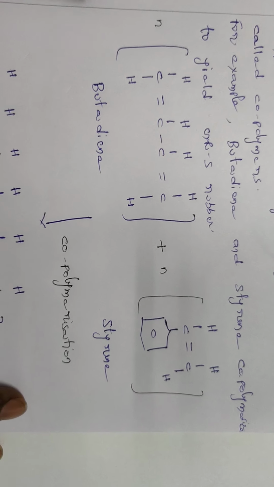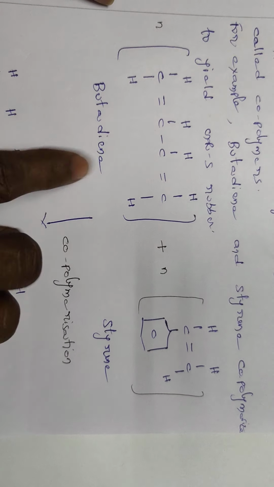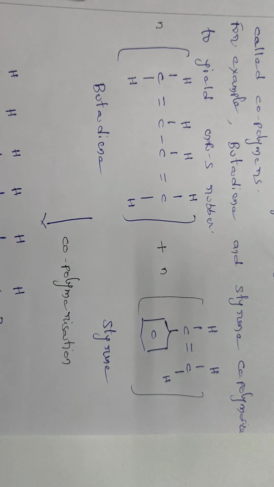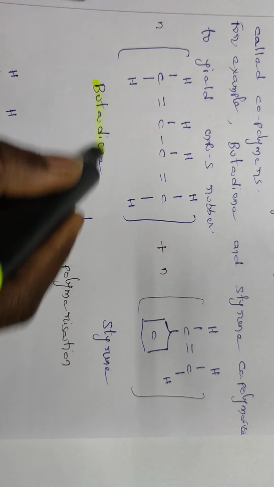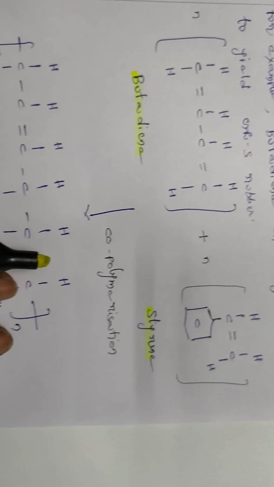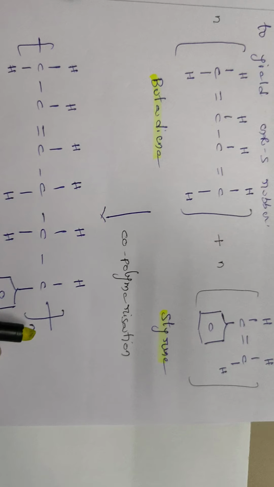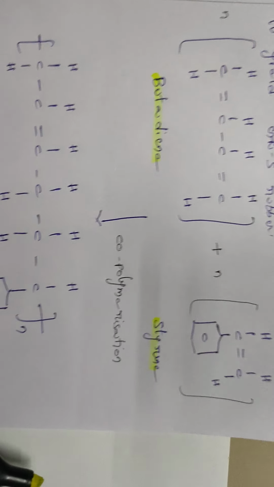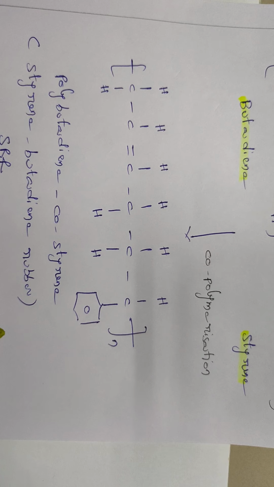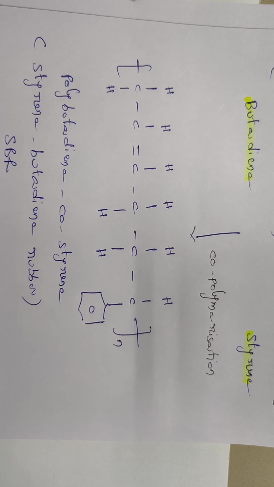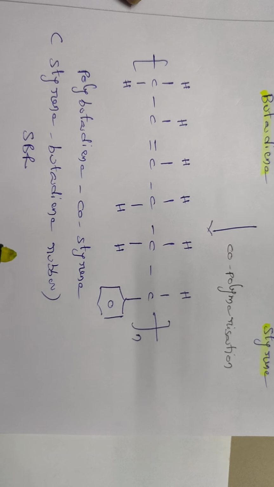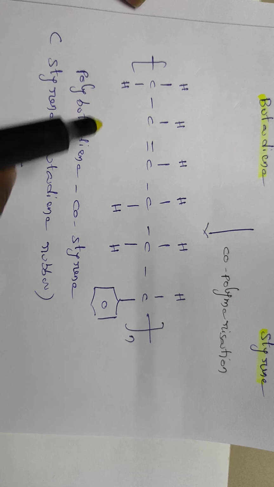Here, if you see the structure, butadiene, CH2 double bond CH, single bond CH, double bond CH2, butadiene and styrene. On combination of these two, the product formed is styrene butadiene rubber. Here there is no elimination of any byproduct molecule, so it is a copolymerized product.